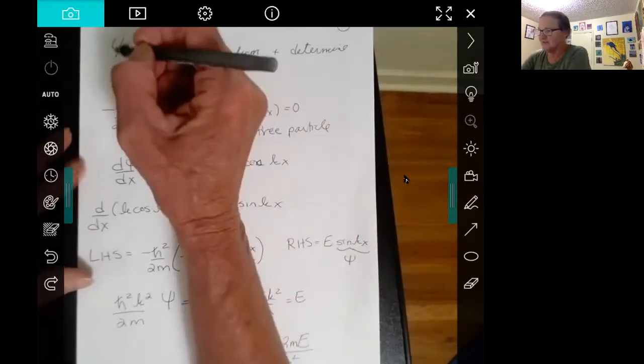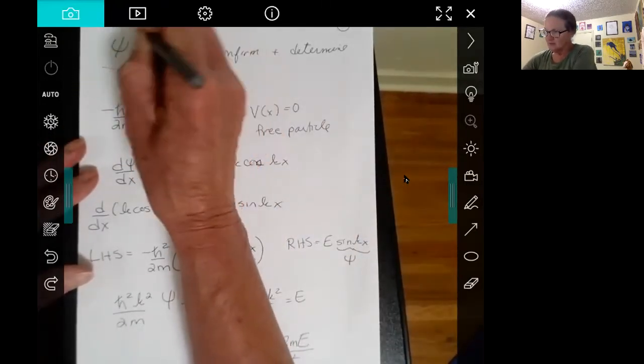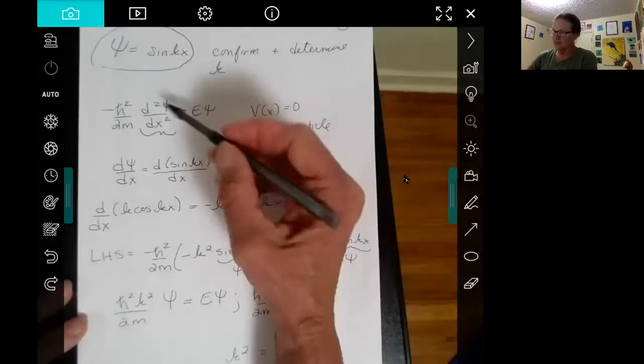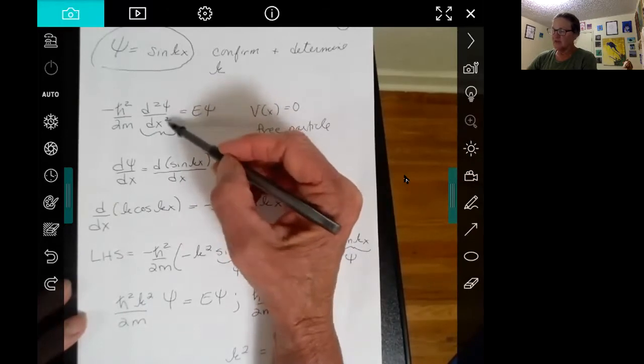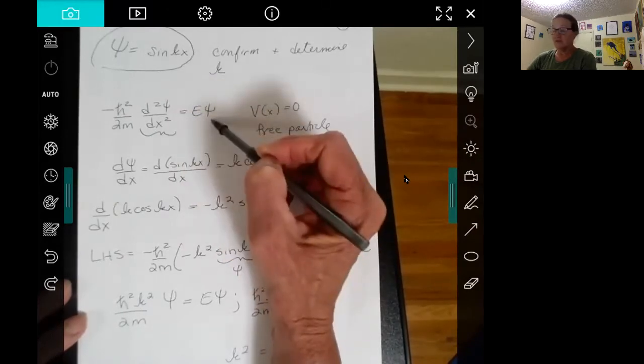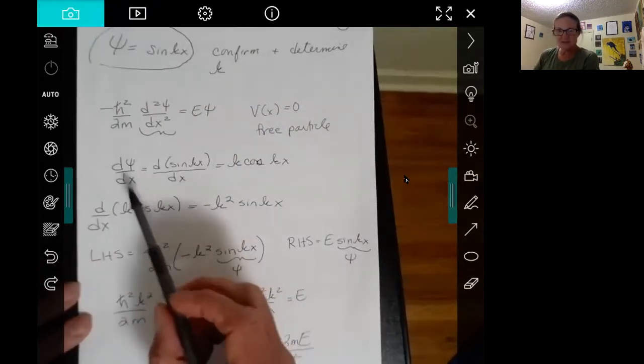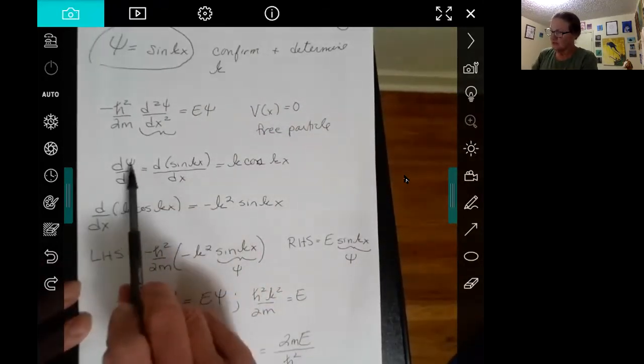So if one of the possible solutions is the sine function, you should remember from calculus that you take the derivative of sine, you get cosine, then you take another derivative, and the second derivative of cosine gives you negative sine. So the second derivative of sine with respect to x gives you back the function sine times a bunch of constants. Let's go through our derivatives.